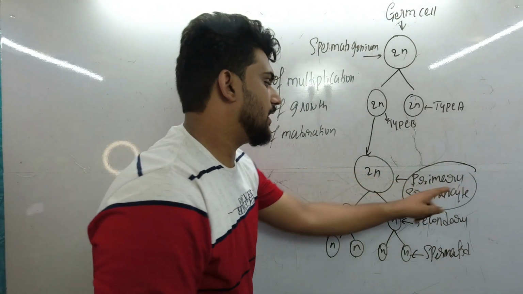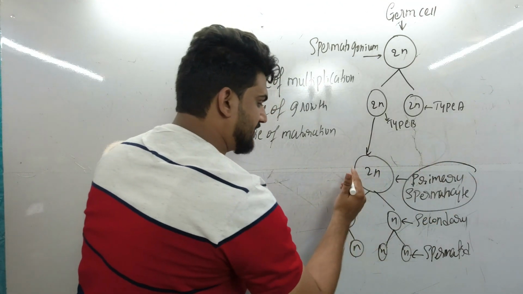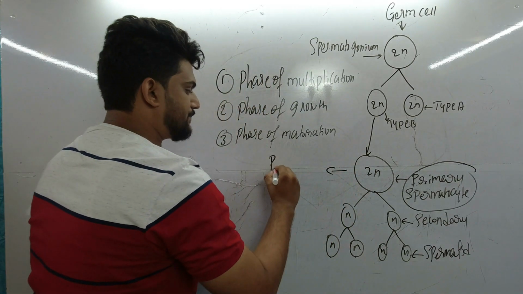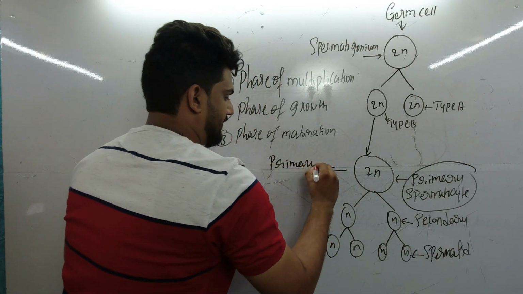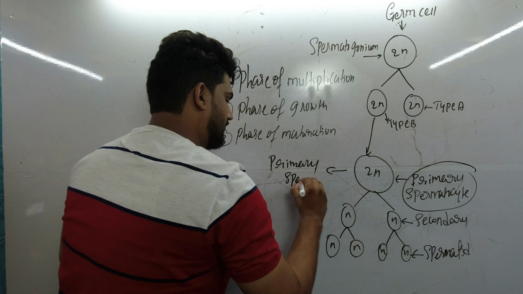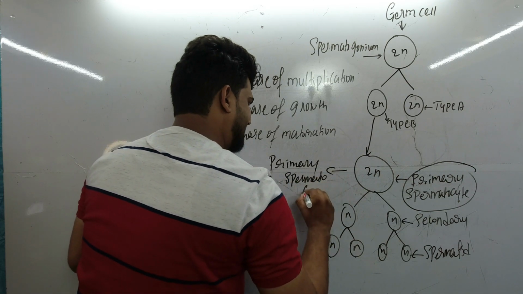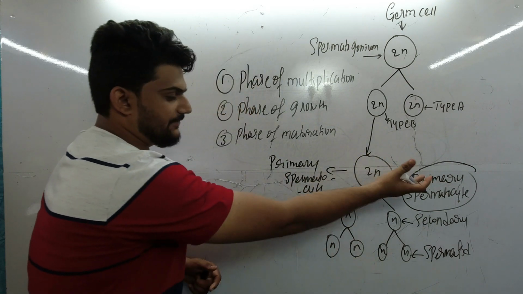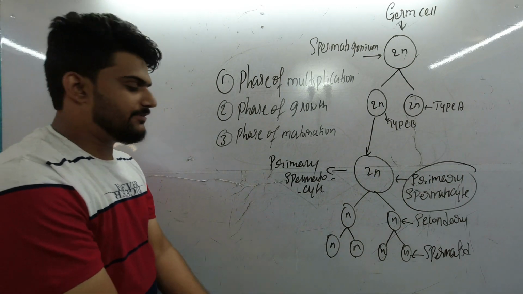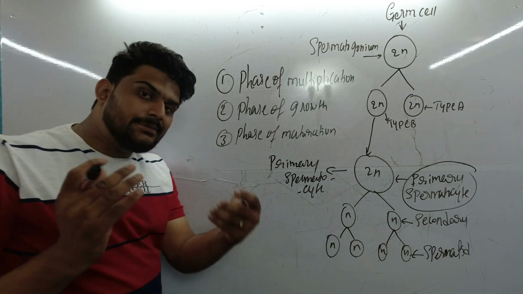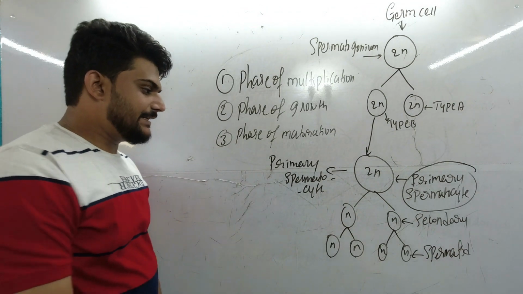If you can't see it, I'll write it over here, that is primary spermatocyte. Okay, so I have written it here in case it is not visible. If it is visible, fine, okay. I'm unable to tell because my camera is facing that side.